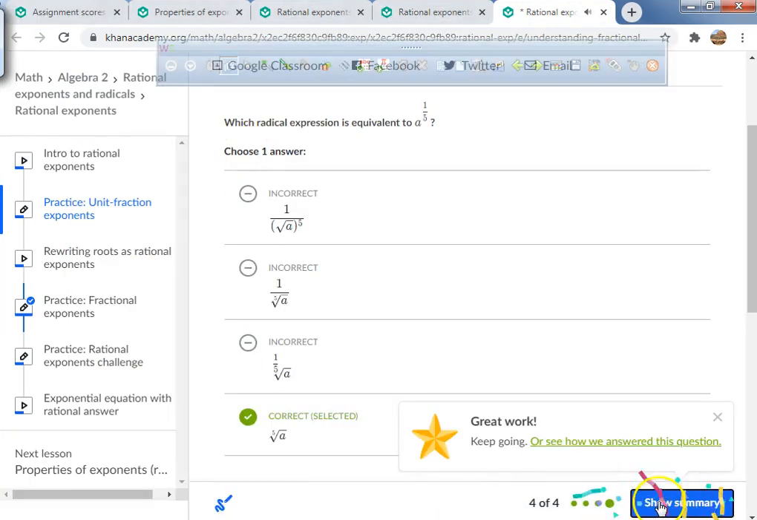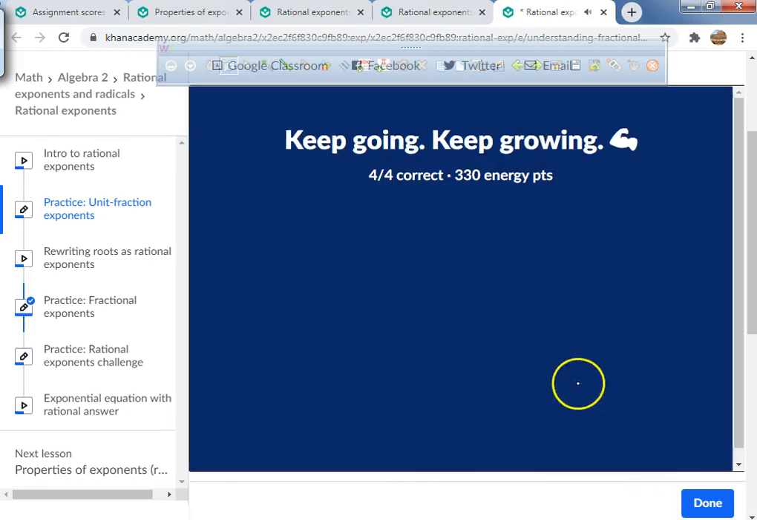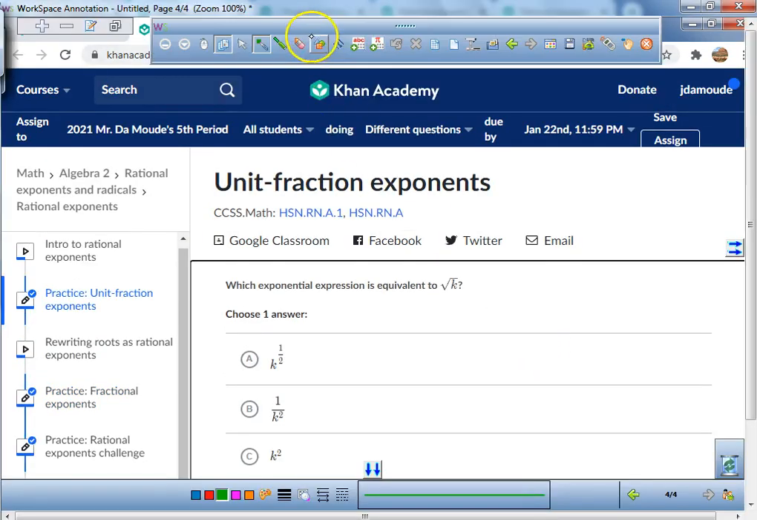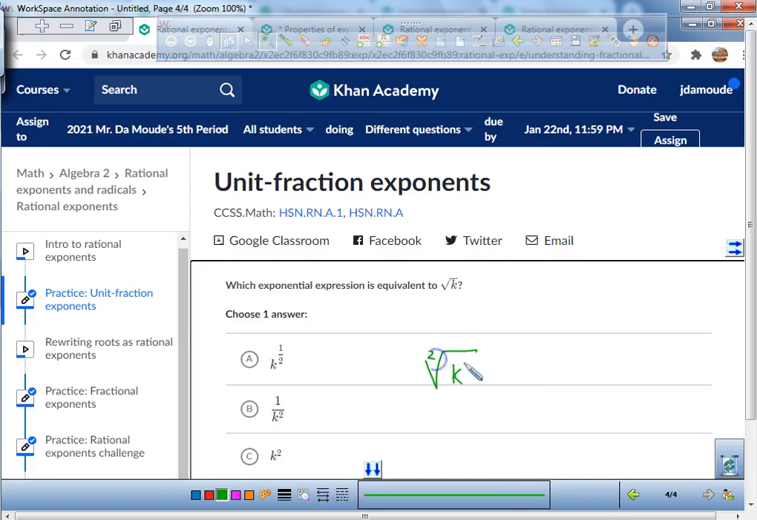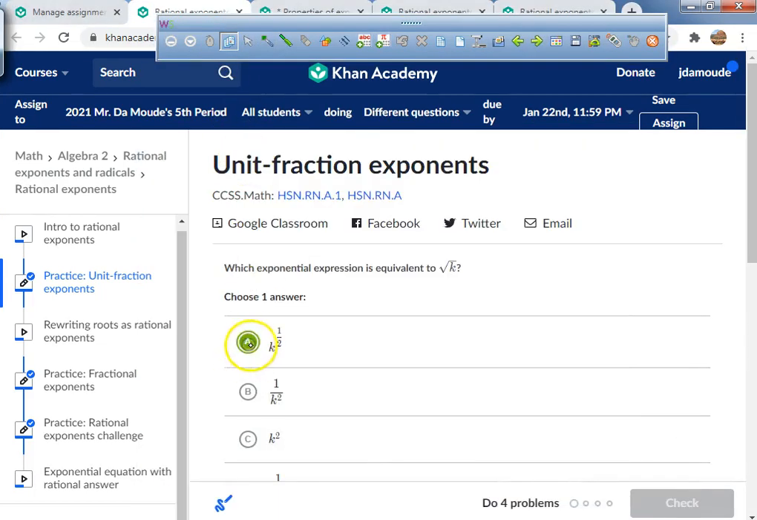Okay. So let's take a look at this one right here. Does everybody see it says the square root of k? Now, here's what you may not know. A square root, even though you can't see it, has a 2 that goes here and a 1 that goes right there. So this would actually be k to the power of 1 over 2. So our answer would be answer choice A.